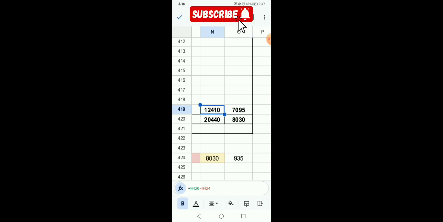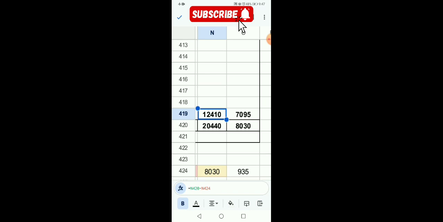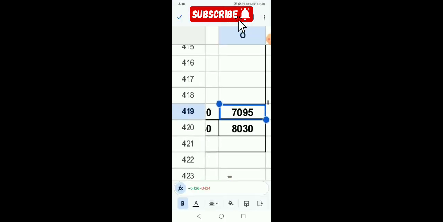Let's check it out. First answer is cash in hand. Yes, the answer is given, and that is 12,410, and our answer is also 12,410. And the second answer is bank balance. Let's check how much amount is present in your bank. The second answer we have got is 7,095, and we have 7,095. It means answers are correct.